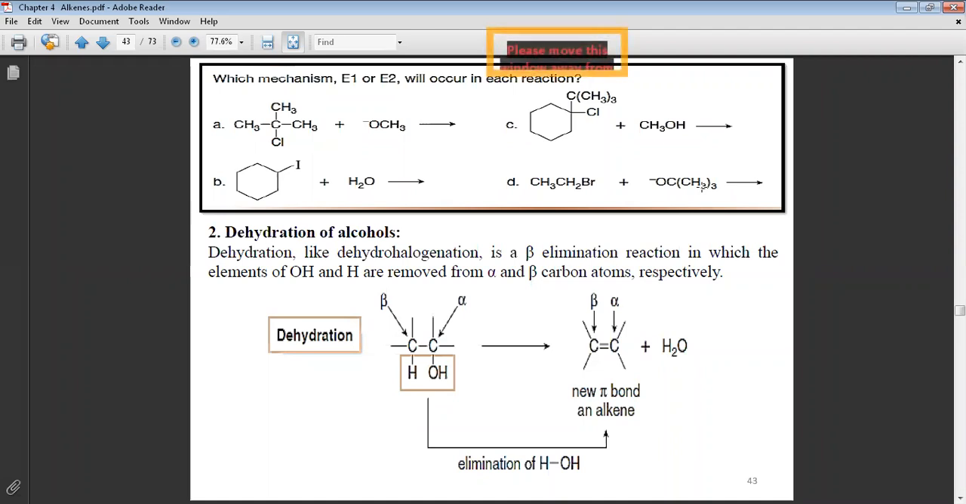Okay. Look, if you put methanol here, or ethanol, or water, E2 cannot happen. Why? Because it is a weak base, we know that. E1 also cannot happen. Why? Because here the alkyl halide gives you a primary carbocation, which is not stable.